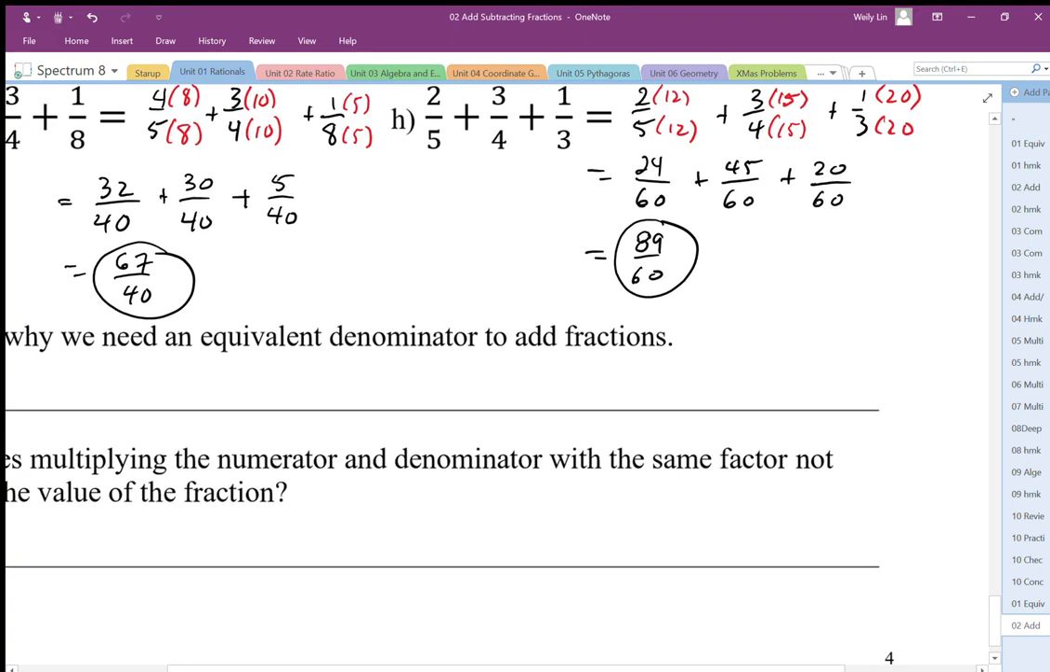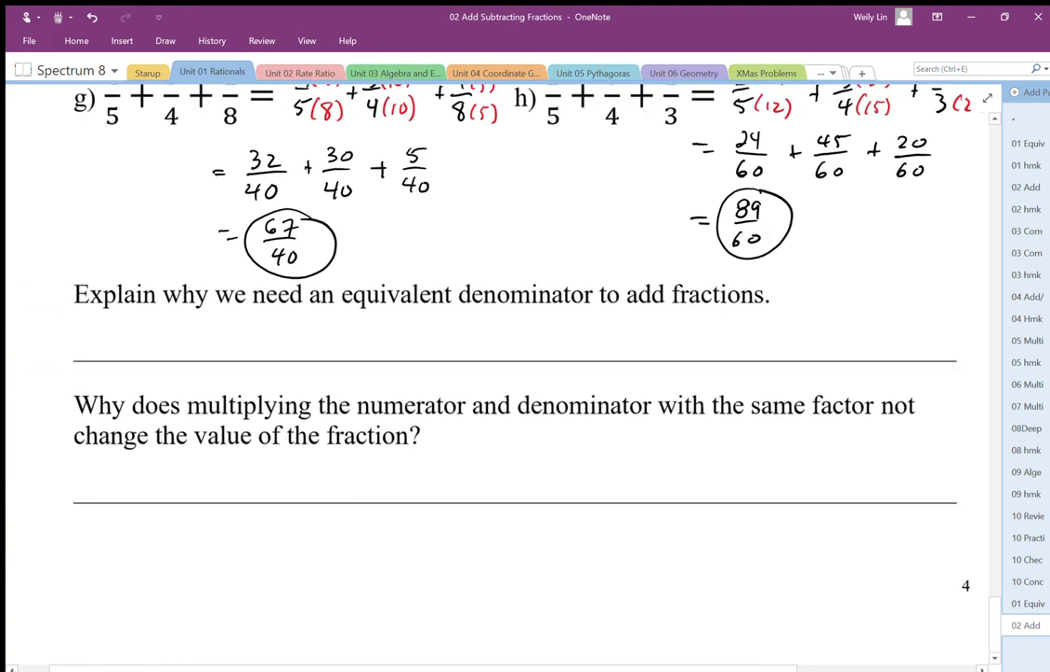Okay, so why do we need an equivalent denominator, or a common denominator, to add fractions? We need the same size pieces. If we don't have the same size pieces, we can't count, or we can't add. Okay, so why does multiplying the numerator and denominator by the same factor not change the value of the fraction? Because it's proportionally the same. Okay, so there we go.